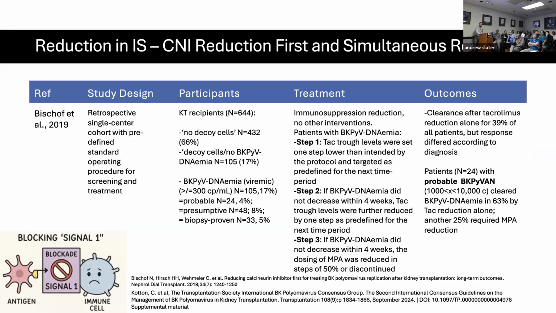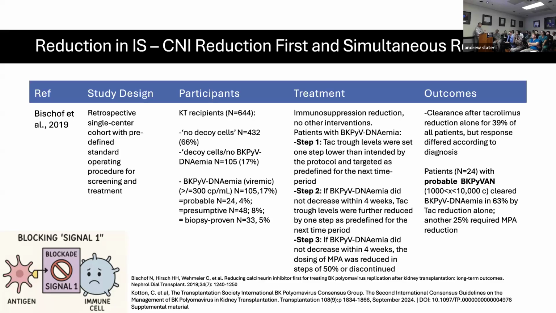I liked this one. This is from 2019, a retrospective single center cohort with predefined standard operating procedures for screening and treatment. Many kidney transplant recipients, right? So BK virus DNAemia, i.e. viremic, was defined as having greater than 300 copies per cc. And then they defined probable, presumptive, and then biopsy-proven disease. This is what they did. Immunosuppression reduction. There were no other interventions.